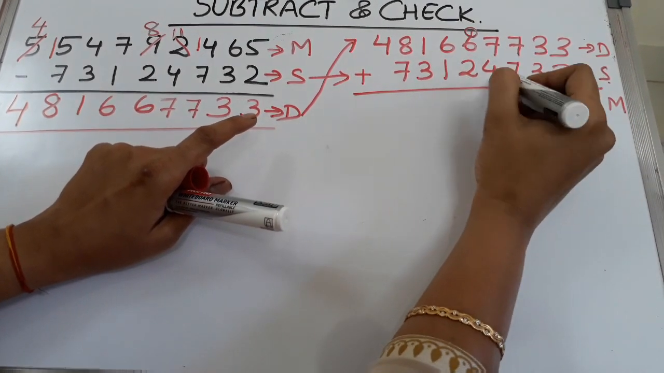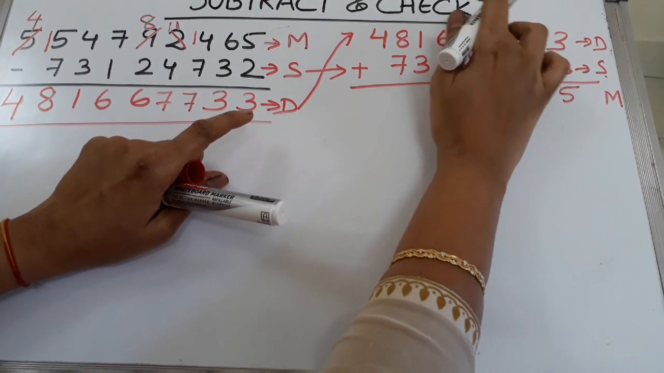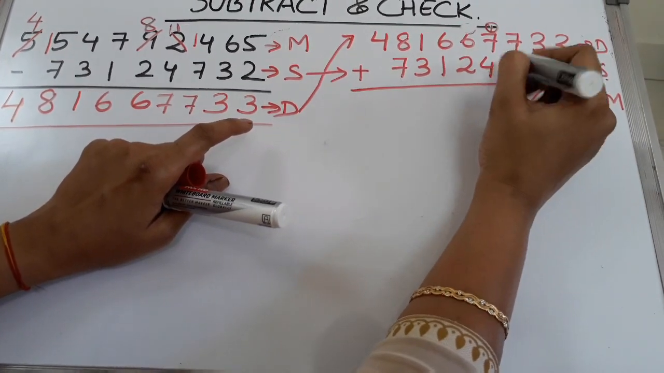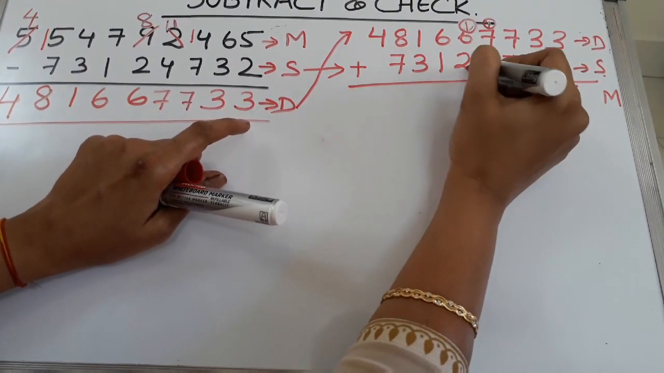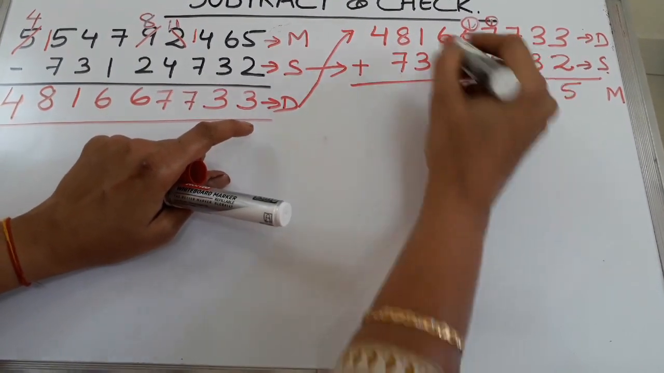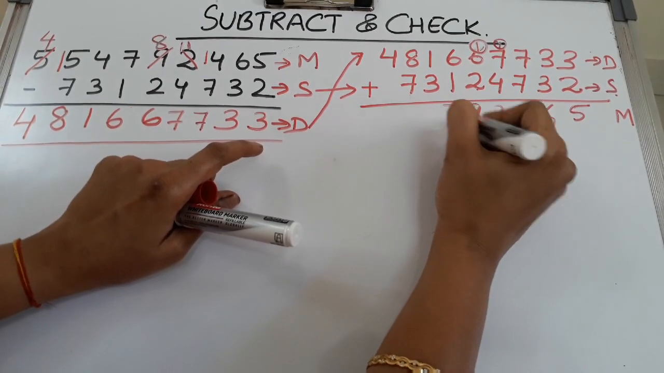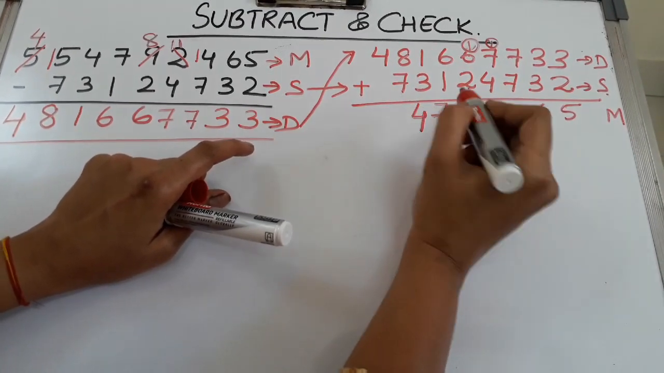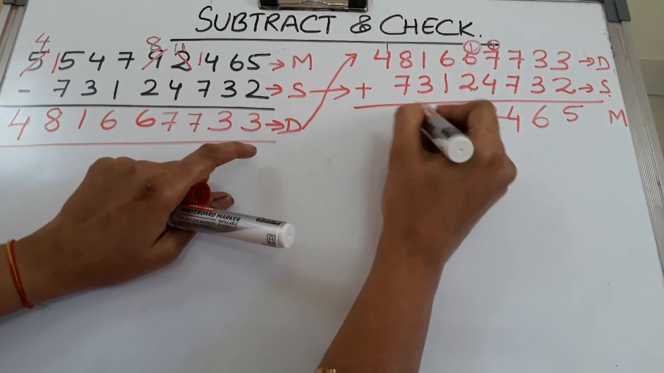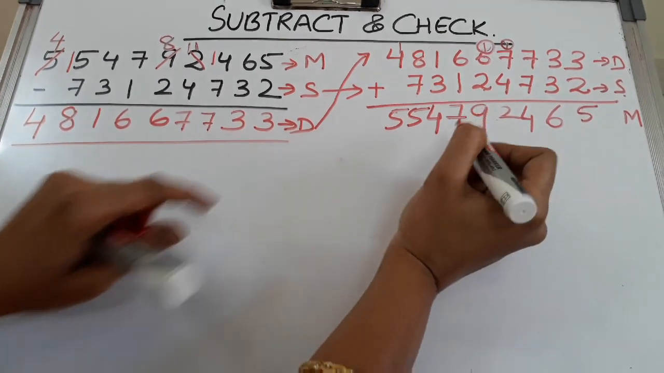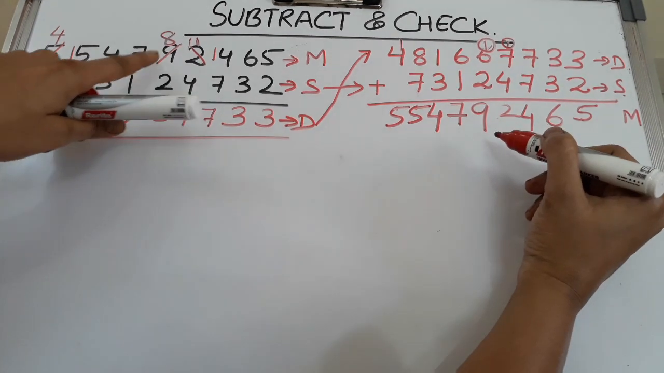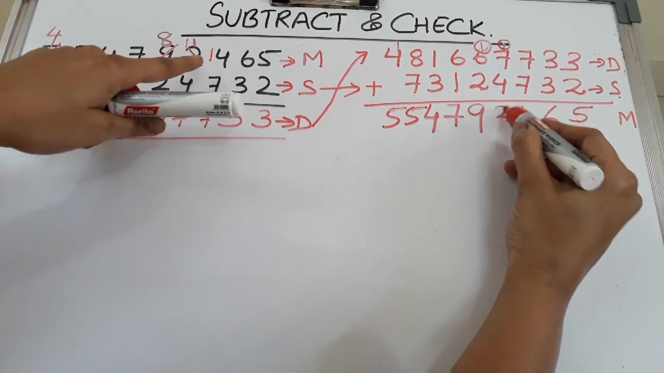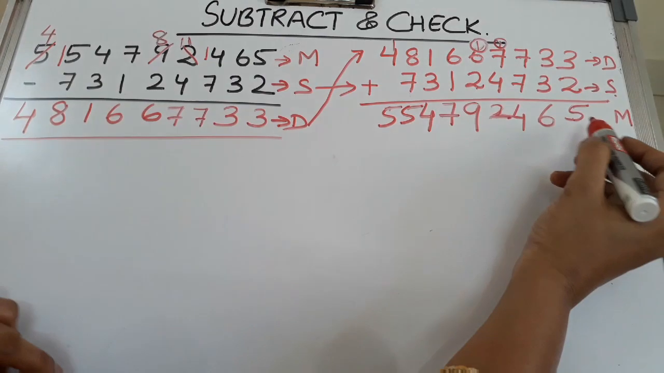Then again 7 plus 4, what is 7 plus 4? 11, 11 plus 1, 12, again 1 carry. 6 plus 2, 8, 9, 6 plus 1, 7, 1 plus 3, 4, 8 plus 7 is 15 and this is 5. Now we will check whether this is correct or not. 5, 5, 4, 7, 9, 2, 4, 6 and 5.